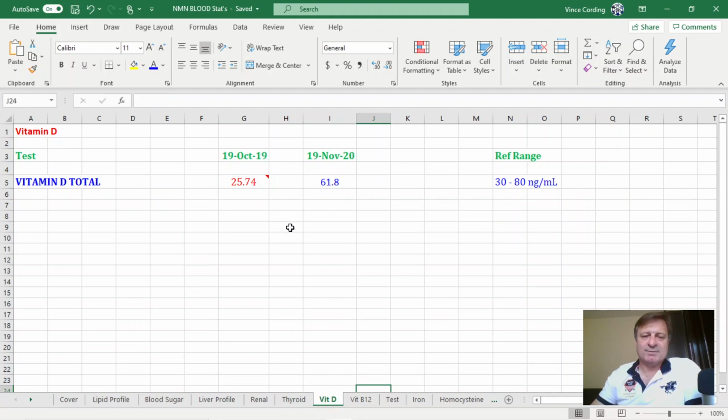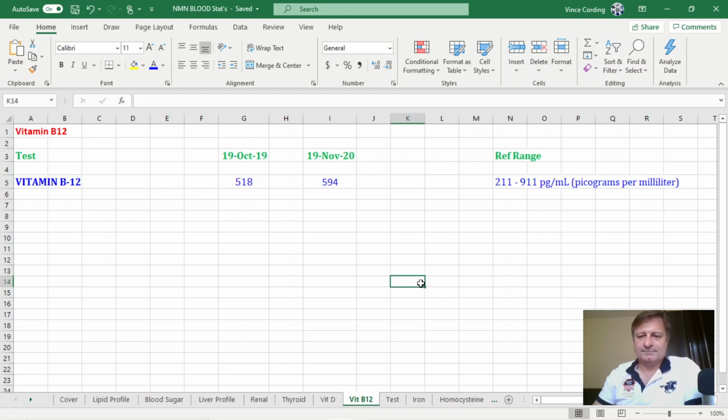Vitamin D, you remember last time I was in the insufficient bracket. Between 20 and 30, I was 25. I've been taking 5,000 international units a day, and I've been exposing myself to the sun when I did my bike ride, which is about a 40-minute ride. It's now 61.8, and it should be between 30 and 80. So that's well within what it should be. So I'm very happy with that.